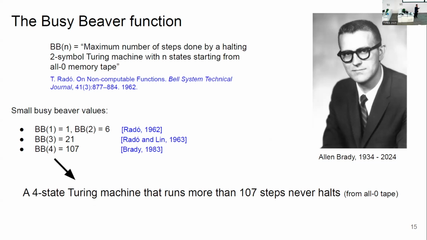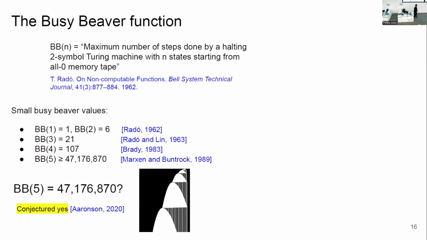Until recently, we knew 4 values. The latest one in 1983, due to Allen Brady. And what it means is that if a Turing machine with 4 states runs for more than 107 steps, then you know it will never halt. In that way, we can understand that the Busy Beaver number is sort of an oracle for the halting problem of the class of machine it corresponds to.